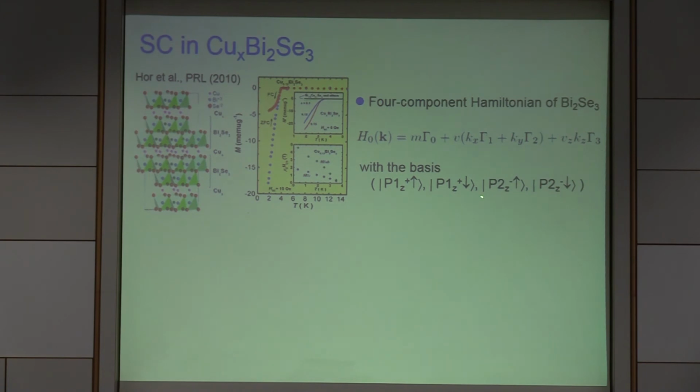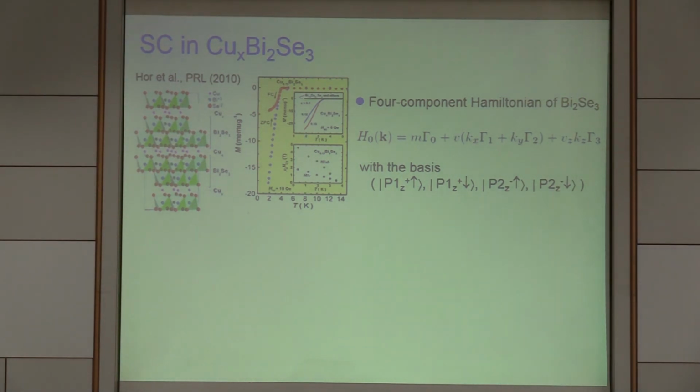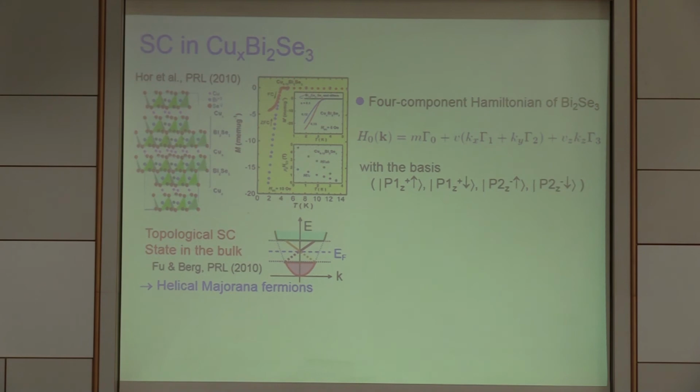Since these basis wave functions have opposite parity, it is conceivable that if the pairing occurs between orbitals having opposite parity, then the resulting Cooper pairs will also have odd parity. And such an odd parity superconductivity is almost guaranteed to be topological. Particularly in this case, the Fermi surface is surrounding a single gamma point. And this possibility was first pointed out by Fu and Berg back in 2010.